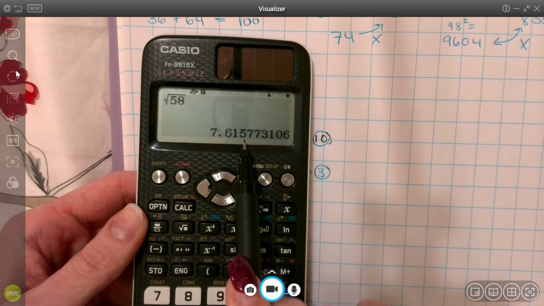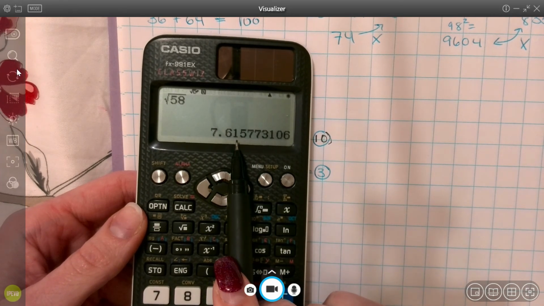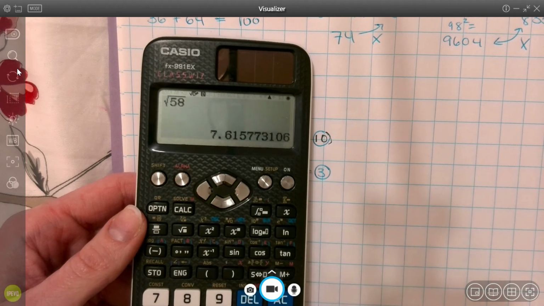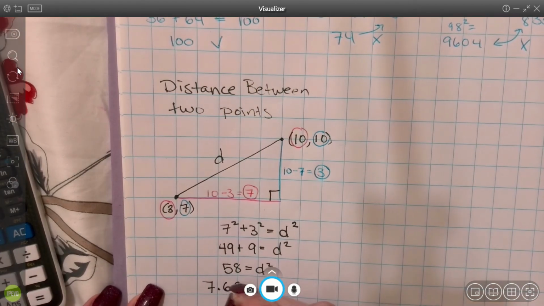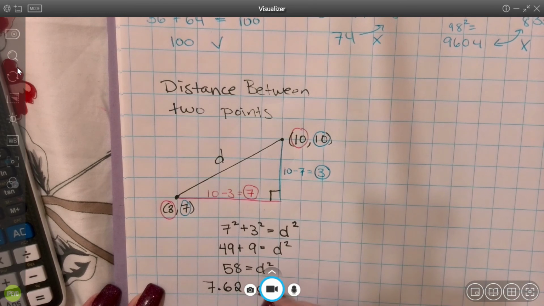And because we're rounding, you always look to the number after. And as it's 5 or bigger, I'm going to change this figure. So it becomes 7.62. And that's the distance of our line.